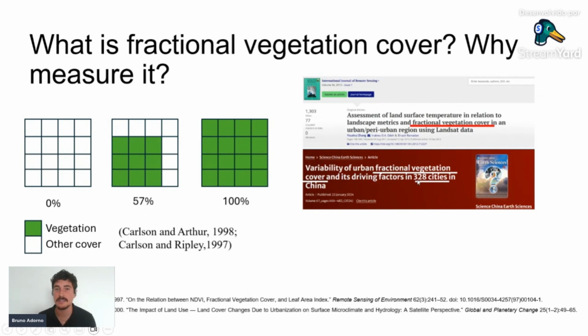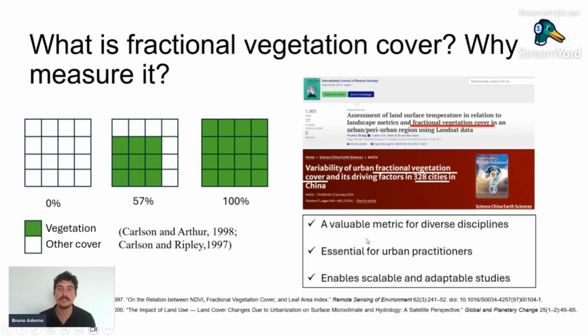Also, it's important to notice that for being an easy index to calculate, it's possible to be measured for multiple cities adapted to local contexts. That's why studies like this one in China have used this index for analyzing more than 328 cities. So fractional vegetation cover has been a valuable metric for diverse disciplines, essential for urban practitioners as it's simple and effective to translate the amount of vegetation across the city and also enables scalable and adaptable studies.